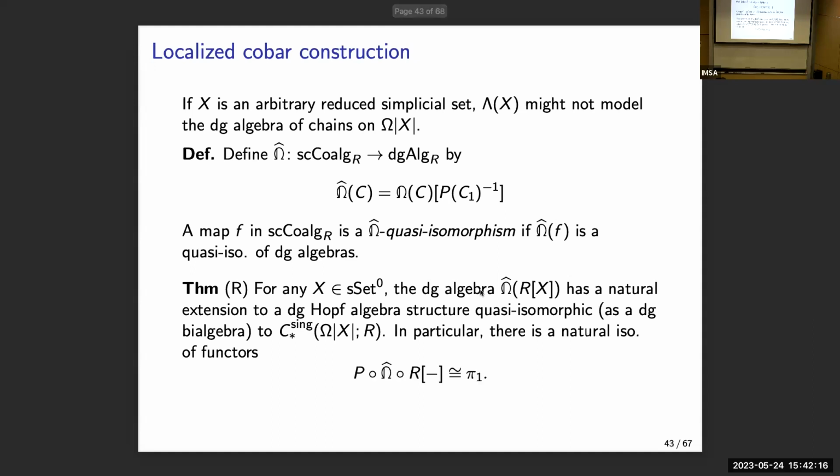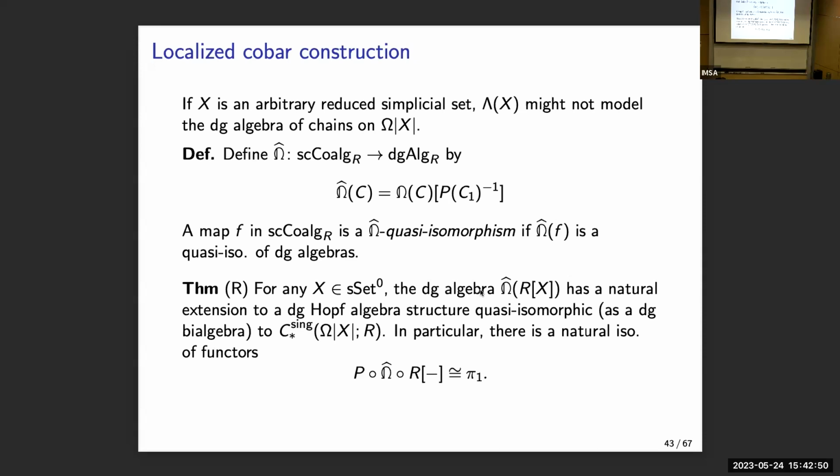And this is the statement I wanted to make. The fundamental group can be completely determined from the algebraic structure of the chains. In this sense, if you apply the simplicial co-commutative coalgebra of chains functor, followed by this localized version of the Cobar functor, this produces a Hopf algebra, a DG Hopf algebra. I can take the group-like elements of that DG Hopf algebra.